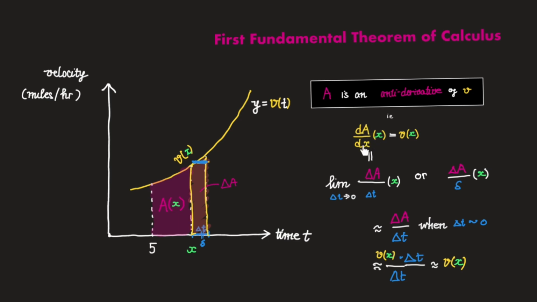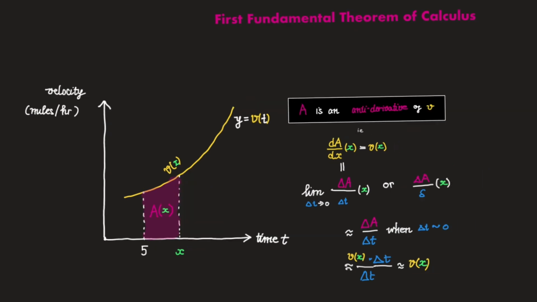The derivative of A at x should be approximately equal to the change in A divided by the change in x, when the change in x is small. And geometrically, that's just going to be equal to the quotient of the area of this thin stripe by its width. Now, when the change in x is very small, then this thin stripe is almost a rectangle. So when you divide the area of this thin stripe by its width, you get its height, which is just v of x. And so we have shown that the derivative of A is equal to v, i.e. A is an antiderivative of v.